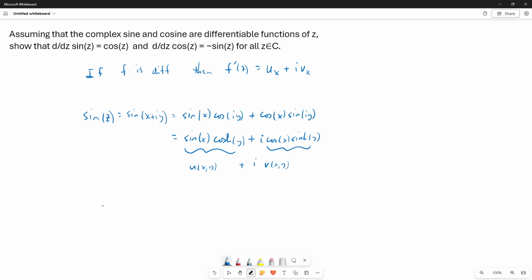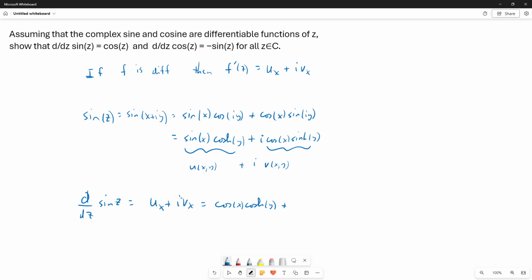So the derivative of sine z, according to the theorem, is u sub x plus i v sub x. For u sub x, take the derivative of this real part with respect to x. The cosh y doesn't have any x's in it. We treat that as a constant, as if it was a 5. So the derivative of sine x times 5 would be cosine x times 5. So we have cosine x times cosh y, treated the same way as a 5.